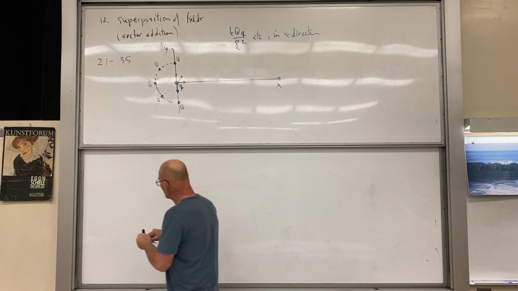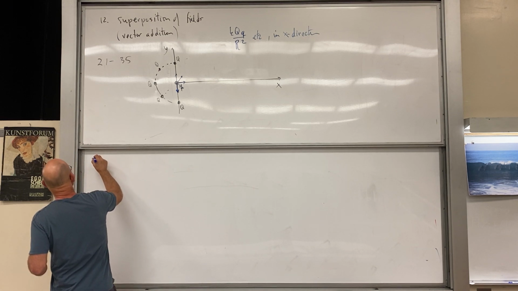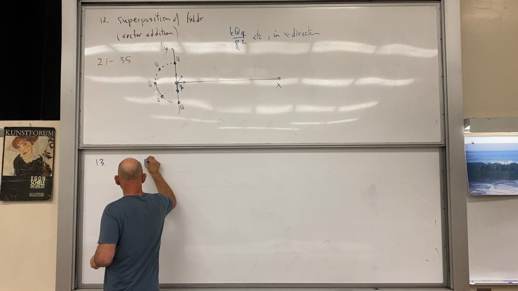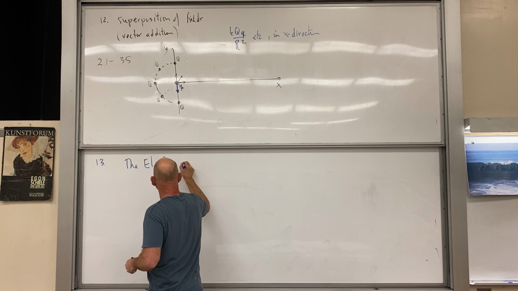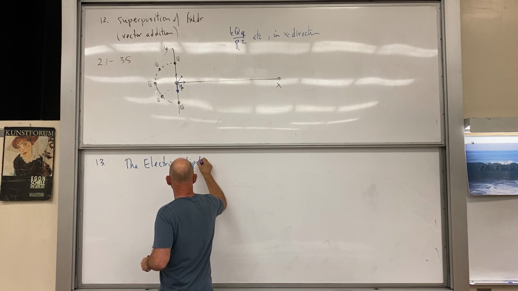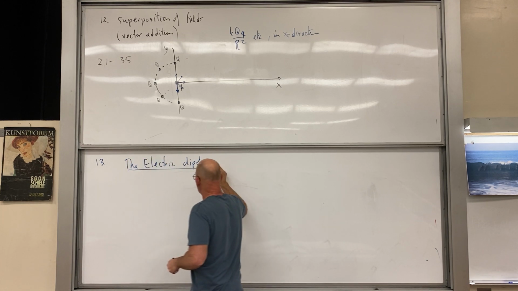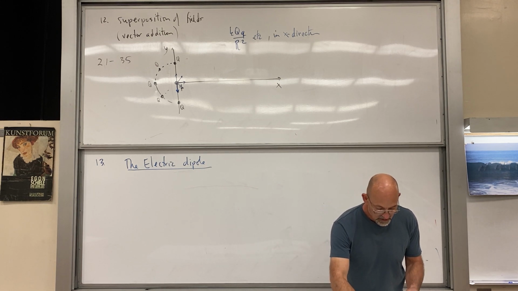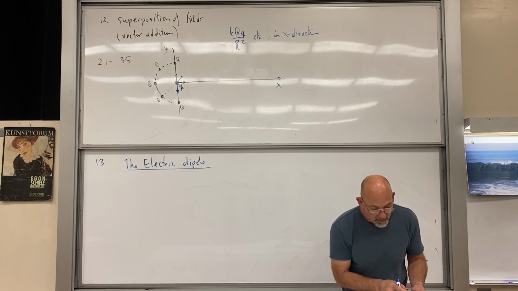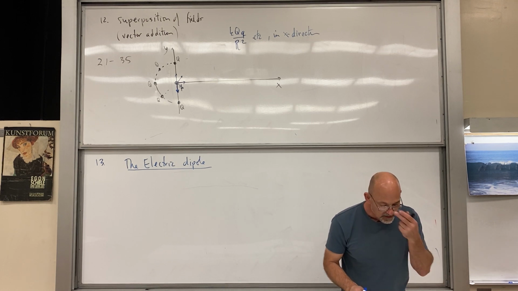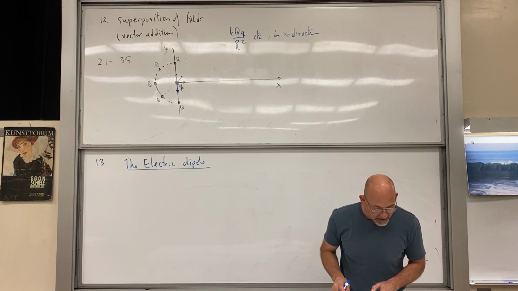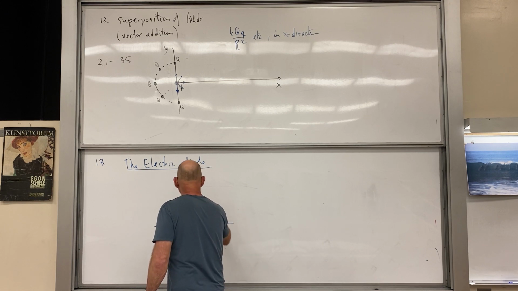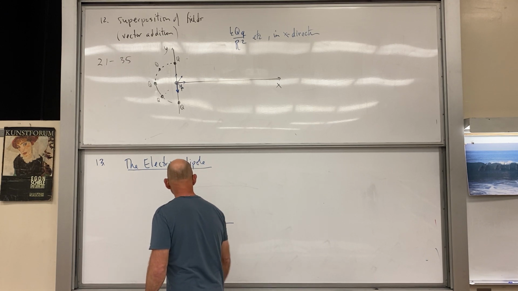So the dipole is going to be an example of this superposition. We call this point 13. The electric dipole, and let's see how we're going to orient it. Let me consult my source here. Good. We're going to put the plus on the left. So here we go. Let's go ahead, orient like this.